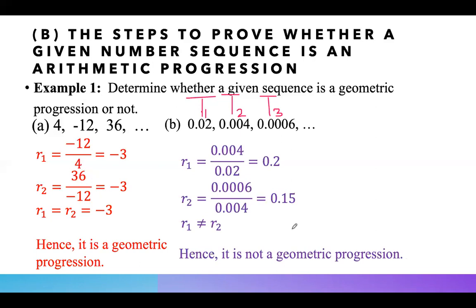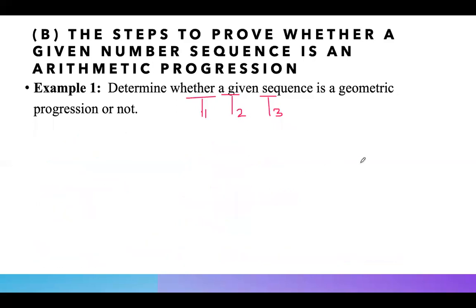Right? So some of the questions will give you the first three terms with the same constant ratio, but the third and the fourth are different. So if you can find one of the ratios that is not the same, then it is not a geometric progression, right? So let's see.